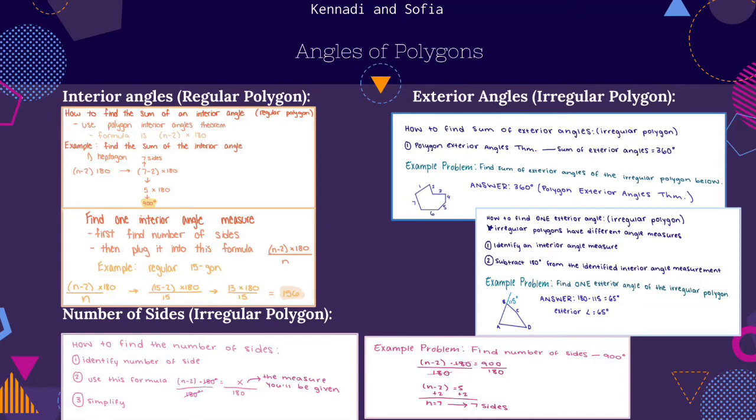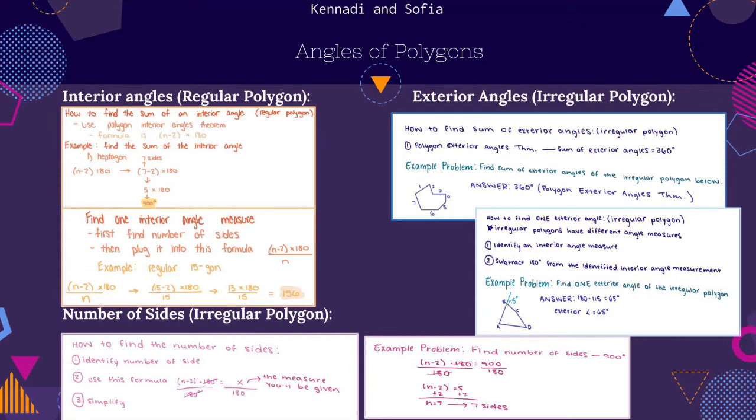Okay, so I'm going to explain how to find the sum of the exterior angles of an irregular polygon. First, you're going to use the polygon exterior angles theorem, which states that the sum of exterior angles equals 360 degrees. The example problem below says to find the sum of exterior angles of the irregular polygon below. The irregular polygon has 7 sides, but we immediately know that the sum is 360 degrees because of the polygon exterior angles theorem.